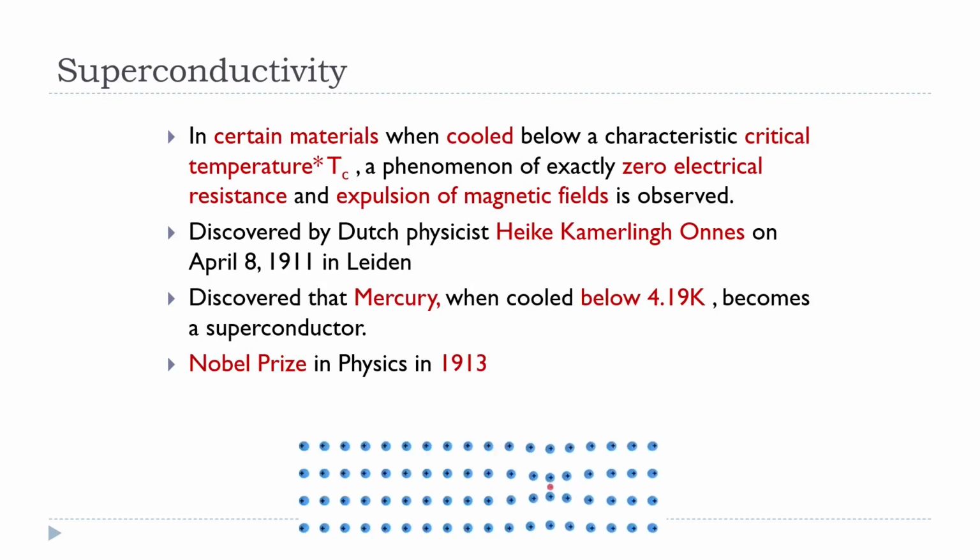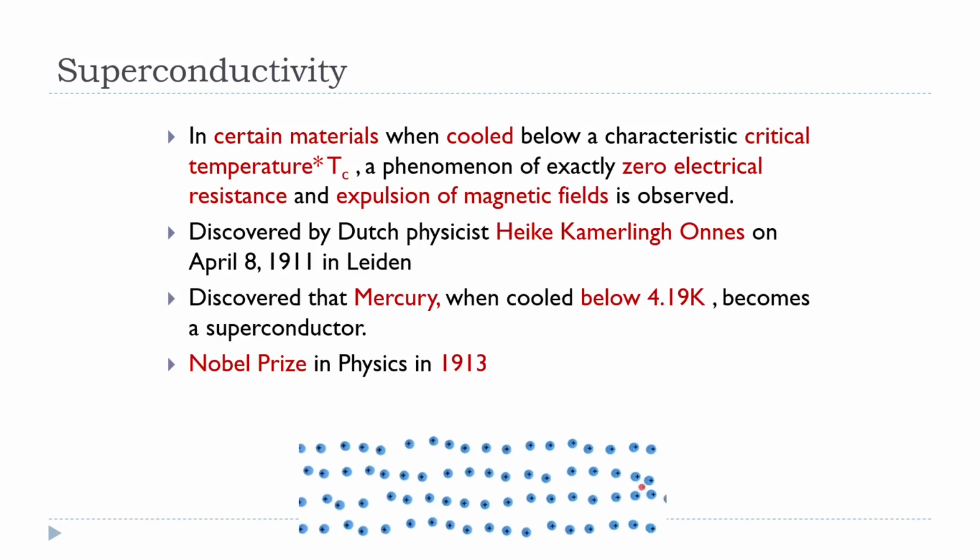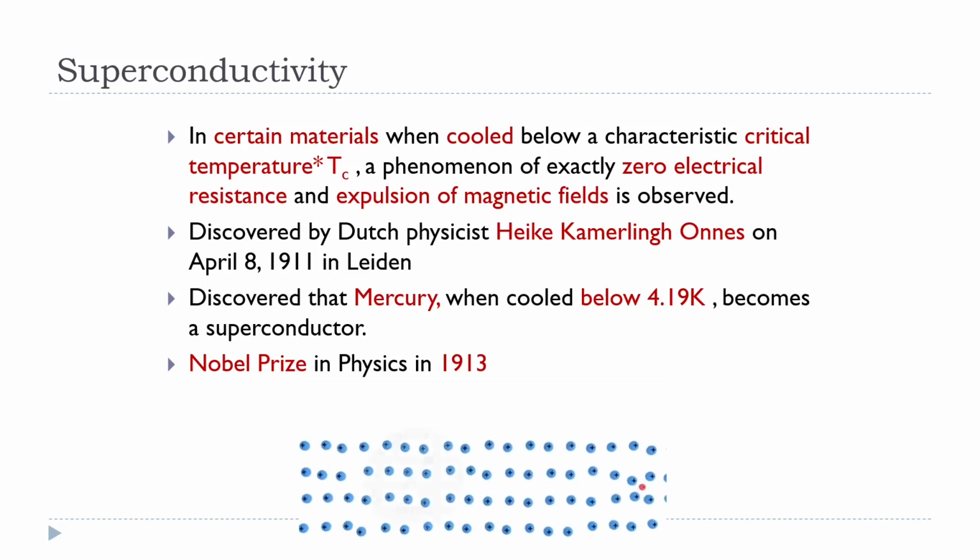So this is how the electrons move through a superconductor. At thermal equilibrium, all the lattice ions are in thermal motion. As the temperature is decreased, lattice ions become rigid and the electrons can flow smoothly through that lattice. While they are moving, we can see certain lattice distortions.